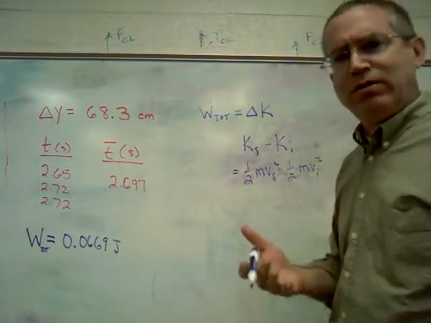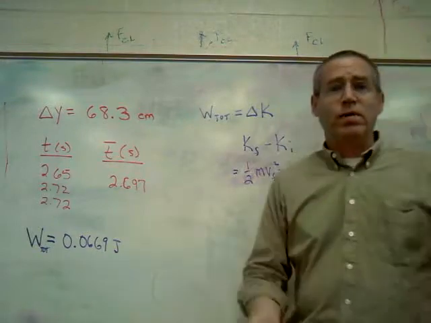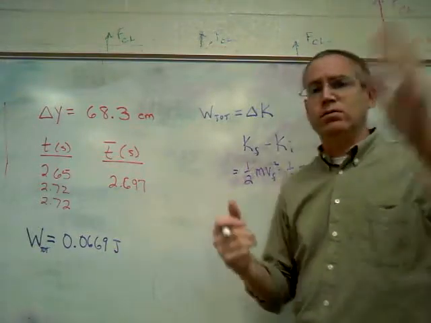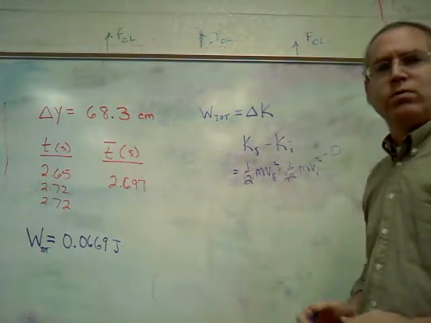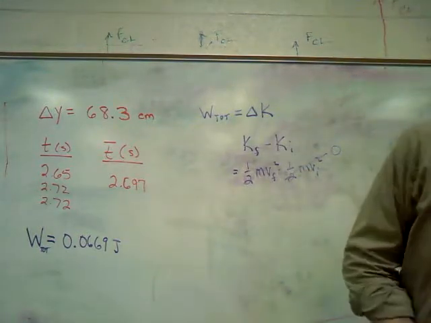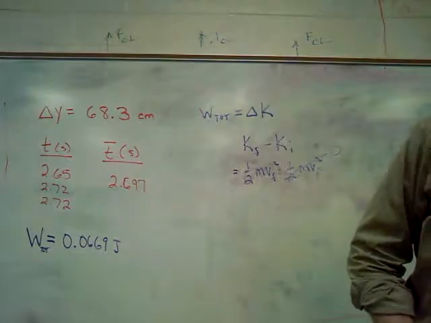Now, the initial velocity was 0. I started that thing at rest, and then I let go, was timing. So that term right there is going to be 0. So that makes that a little bit more convenient. It simplifies things.